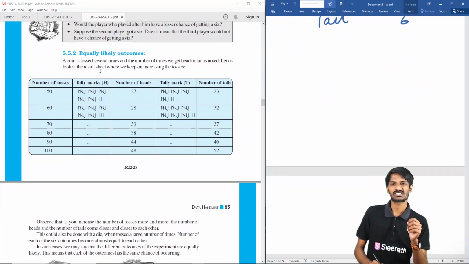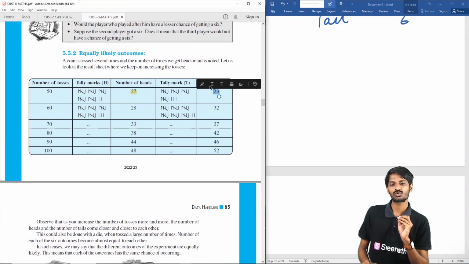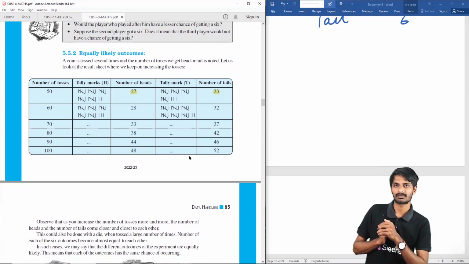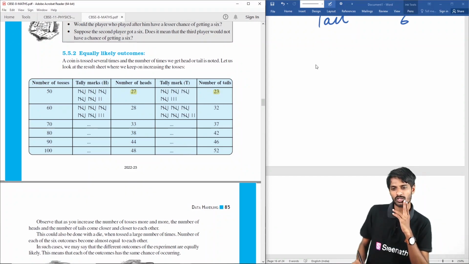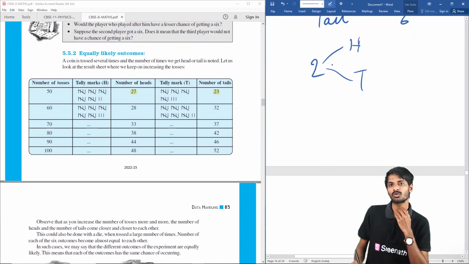Suppose a coin is tossed several times. It is tossed 50 times, and the tally marks are there. The number of heads we got is 27 and the number of tails is 23. If you toss 60 times, you get 28 heads and 32 tails. As the number of tosses increases, the number of heads and tails become very close. Here the possible outcomes are two only: one is the head and another is the tail.